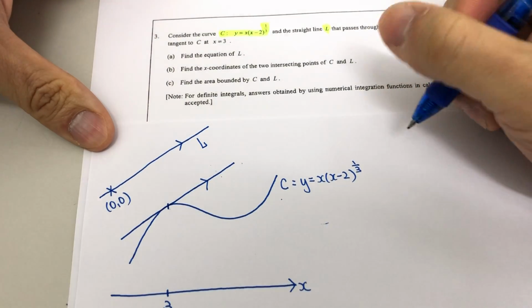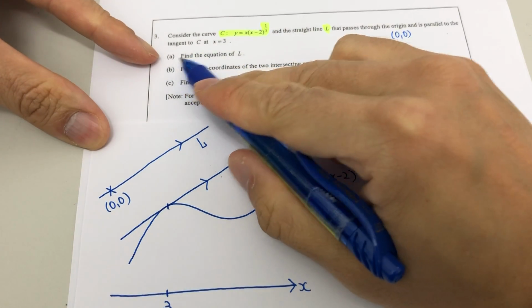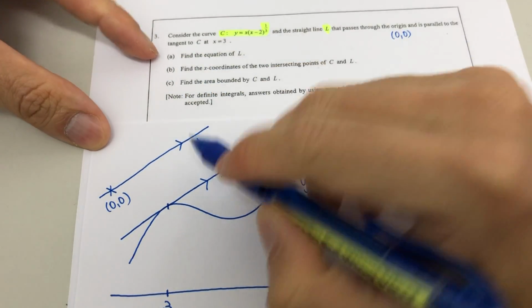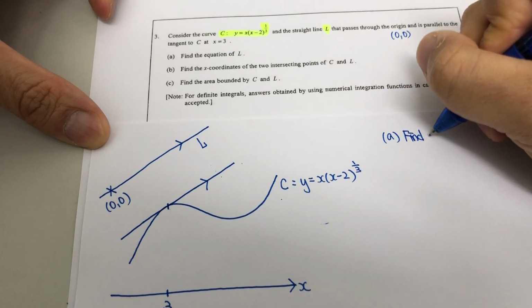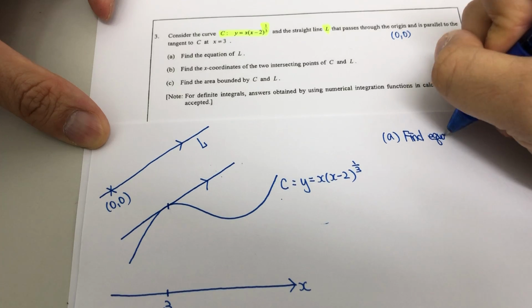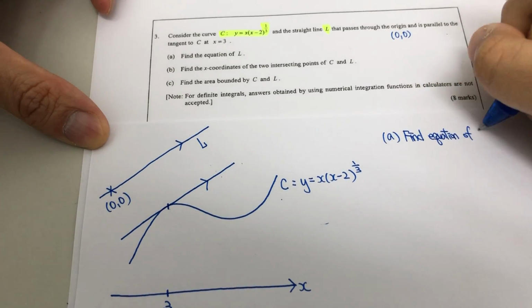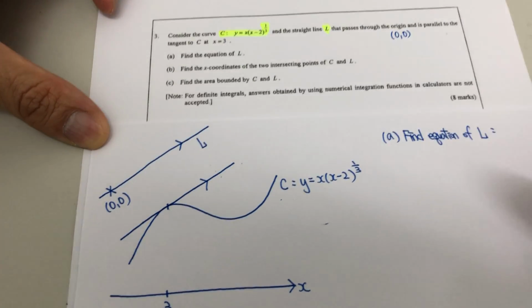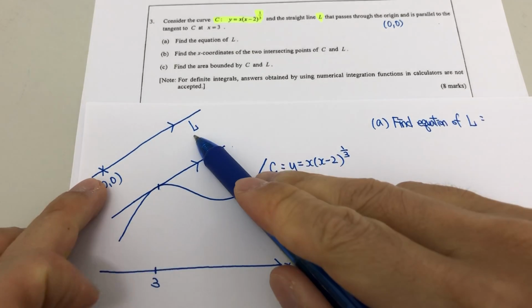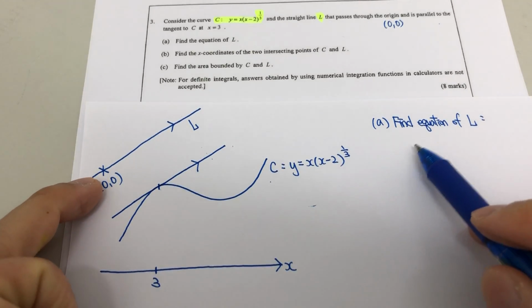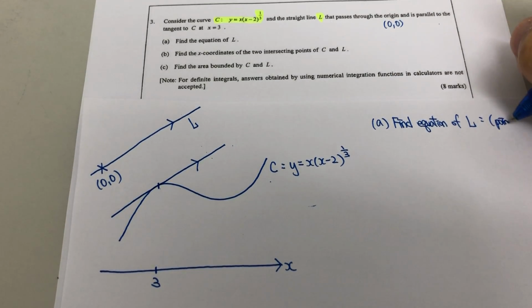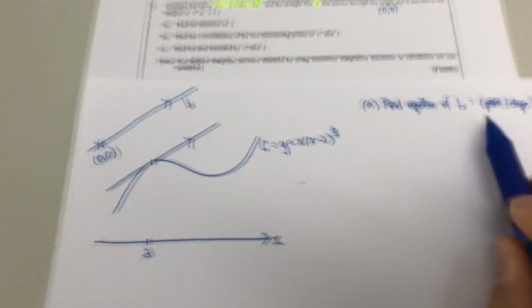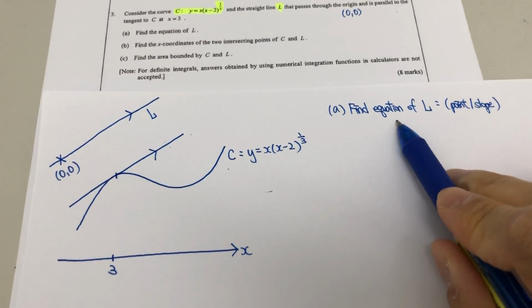And now let's try to answer the question. Part A, we have to find the equation of L. L is a straight line. So to find the equation of a straight line, we need the point and also we need the slope, right? We need a point and a slope so that we could find the equation of a straight line.